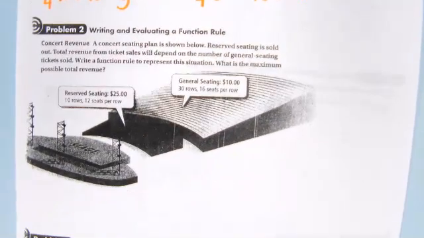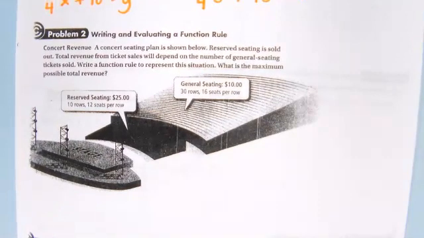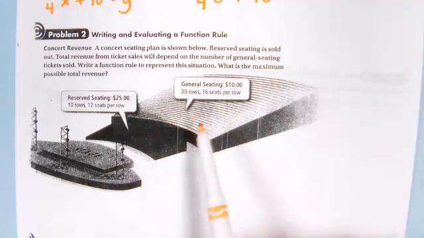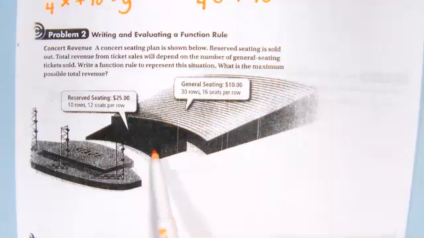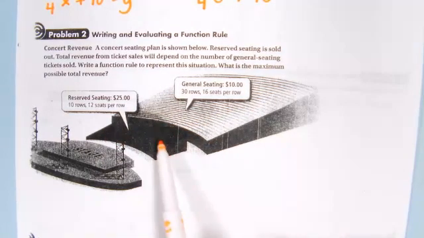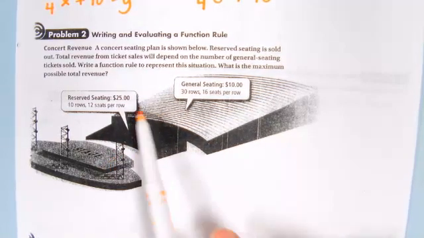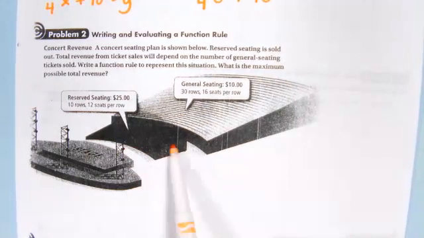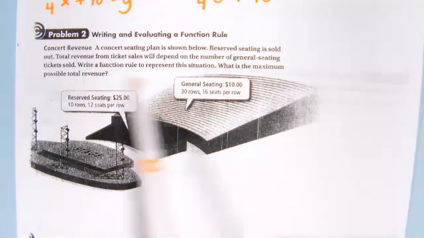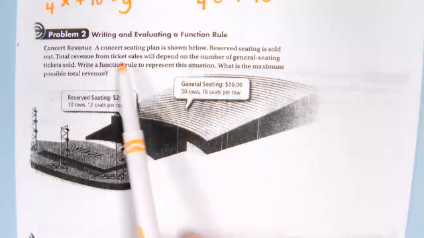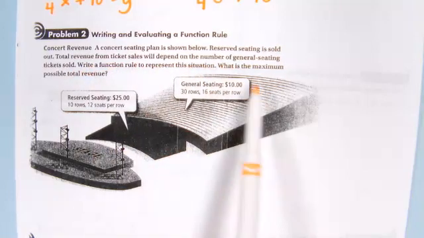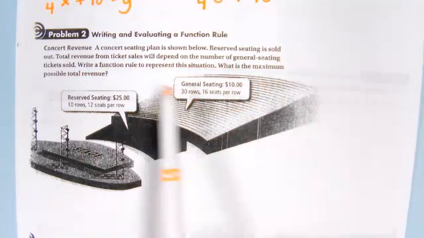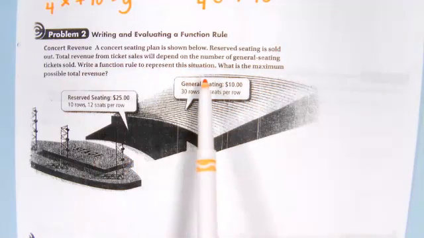And this one, I lied a little bit. We are going to do a little bit of getting the answer. So here we go. Concert revenue. This is actually how this works. A concert seating plan is shown below. Reserve seating, so that's down here. I know it's kind of darkened in, but this is closer to the stage, right? Reserve seating is sold out. So that is gone. You cannot buy those tickets anymore. Total revenue from ticket sales will depend on the number of general seating. So the ones in the back are not sold. Write a function rule to represent this situation.